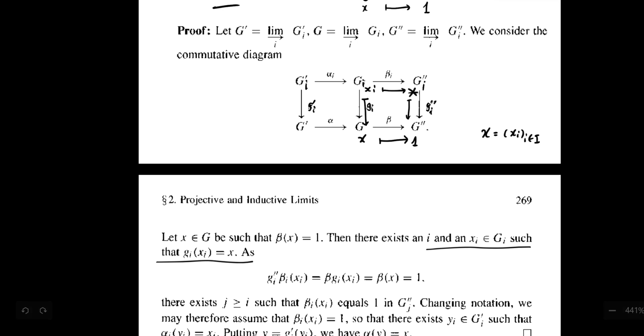Okay, there exists J bigger or equal than I such that beta I xi equals 1 in G prime. Why is this true? Because in the limit it is 1, which means when the index becomes big enough, it is 1.